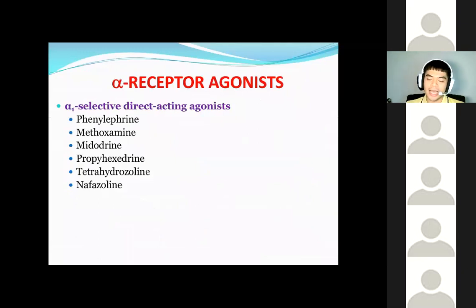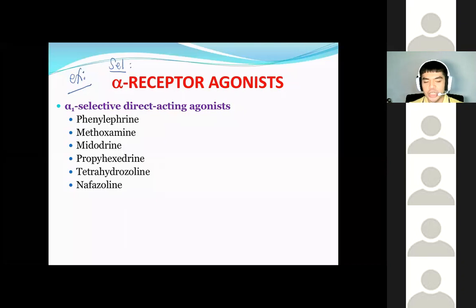Now, proceed tayo sa mga specific examples o dito na papasok ang pag-memorize nyo ng mga drug names. So sa mga examples natin ng mga agonists or mga selective mimetics, unahin natin ang mga alpha receptor agonists. First stop are the alpha-1 selective. Examples are phenylephrine, methoxamine, propihexadrine, tetrahydrozoline, oxymetazoline, and also nafazoline. So yan yung mga examples natin ng alpha-1 selective agonist.